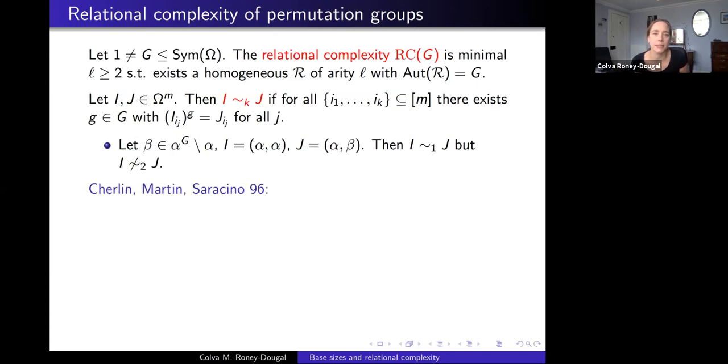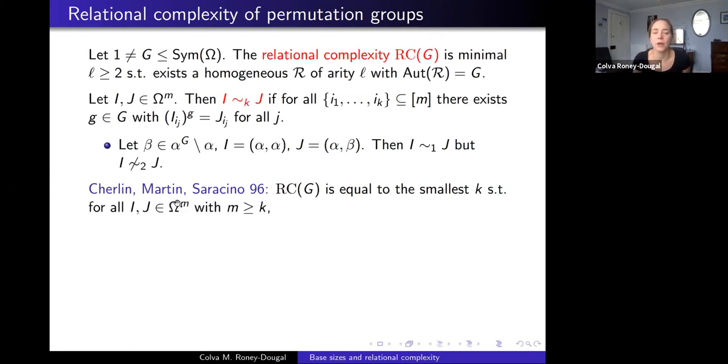Okay, well, Cherlin, Martin, and Saracino in '96 showed that the relational complexity of G, this thing about the existence of a homogeneous relational structure, where I don't know necessarily how to find such a thing, is equal to the minimal value of K, such that whenever I take M greater than or equal to K, and whenever I take 2 M tuples of elements of omega, if the M tuples are K subtuple complete, then in fact they're M subtuple complete. So if I can map any K over, every K over, then I can map the whole lot over. This is still a bit of a mouthful, but less of one.